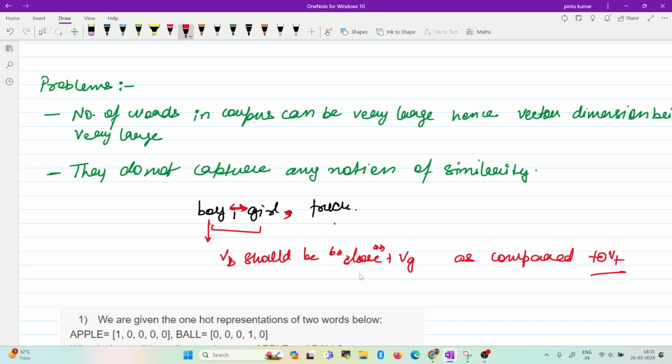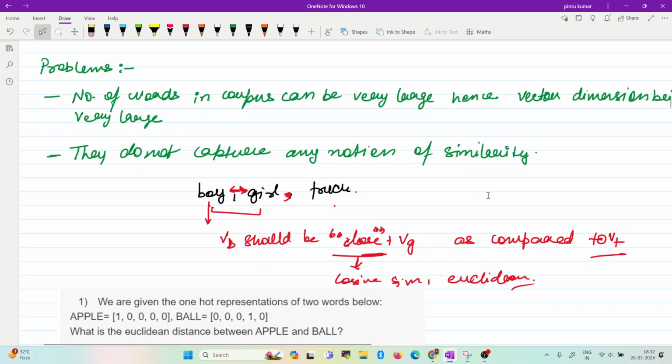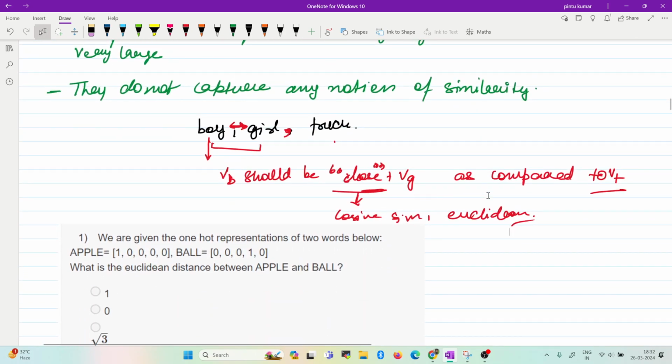Now what do I mean by close? People can have different notions of closeness. Some might use cosine similarity, some might use Euclidean distance. That is up to the application that you're working with. But I want a sense of closeness between the words that are related in English. This one hot representation fails to do justice to these expectations, so it does not capture any notion of similarity.